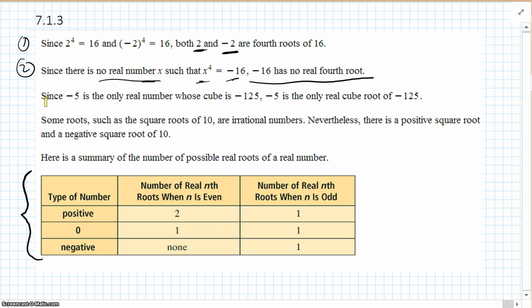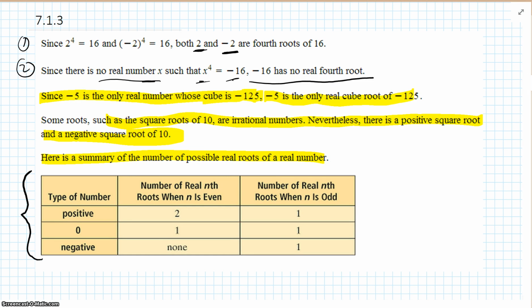And looking at another example, since negative 5 is the only number whose cube is negative 125, negative 5 is the only real cube root of negative 125. Some roots, such as the square root of 10, are irrational, but nevertheless, there is a positive square root and a negative square root. So here's a summary of how we can figure out how many roots a real number would have.